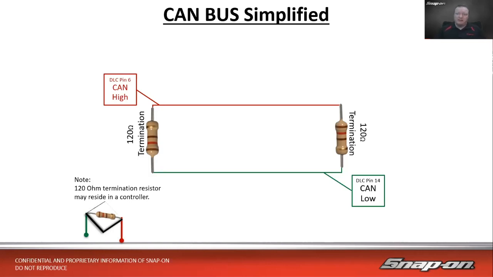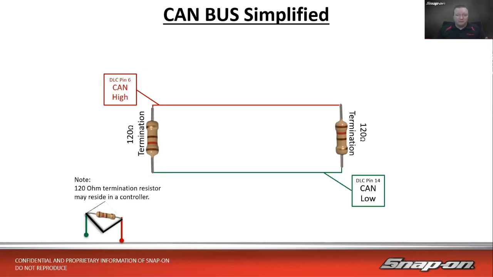But the only thing you can test with a multimeter on this would be checking the ohms reading of the line, right? So you could put one side of your meter into 6 and the other side into 14 and see what the reading is, and it should be roughly 60 ohms.